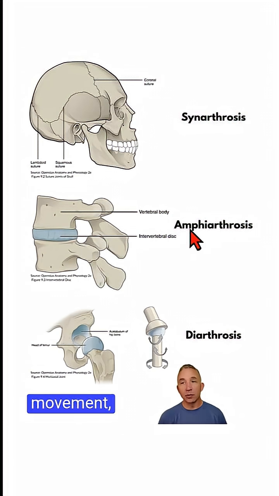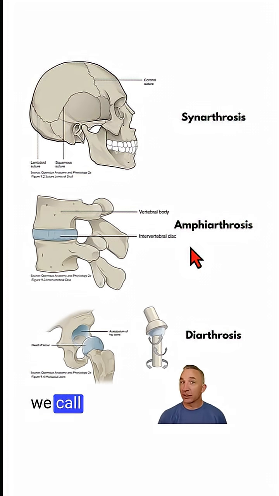A little bit of movement, amphiarthrosis, and we tend to see cartilage in this case, hyaline and fibrocartilage. When we see hyaline cartilage, we call them synchondroses or synchondrosis joints. When we see them as fibrocartilage, we call them symphyses or a symphysis joint, and that's by structure.